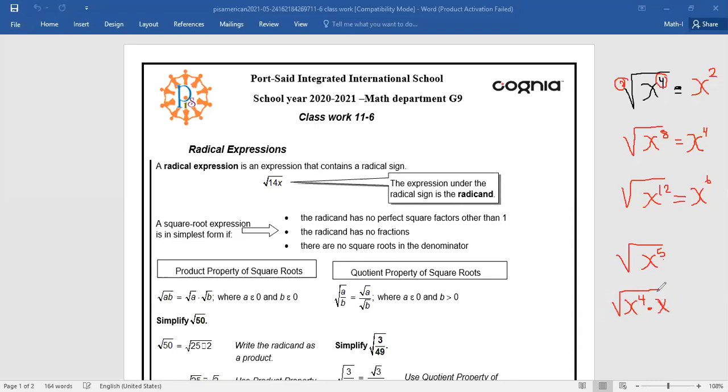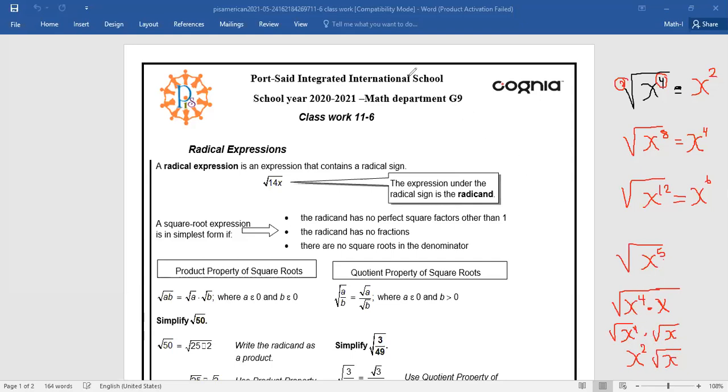Now I can divide my answer into two parts: square root of x power 4 times square root of x. Now, square root of x power 4, it will be how many? x power 2. And under the radical sign, I have x. Understood this part?